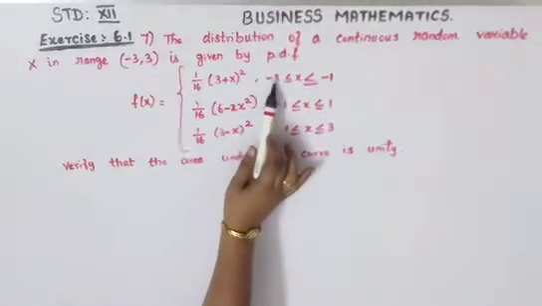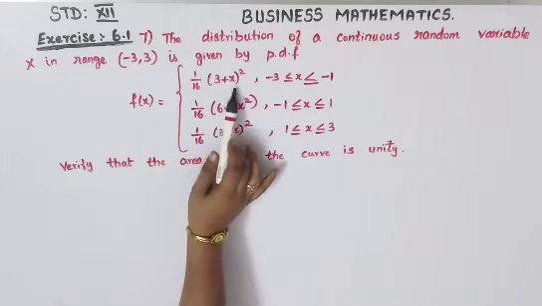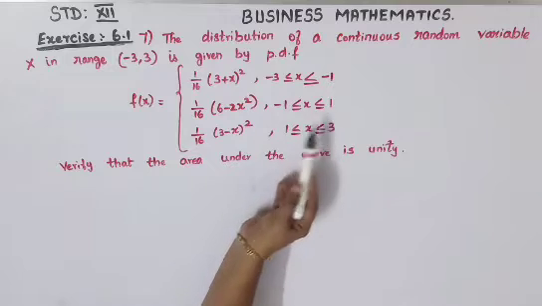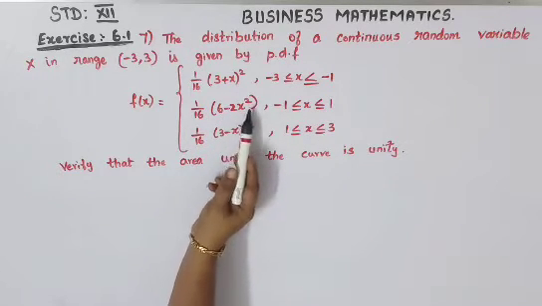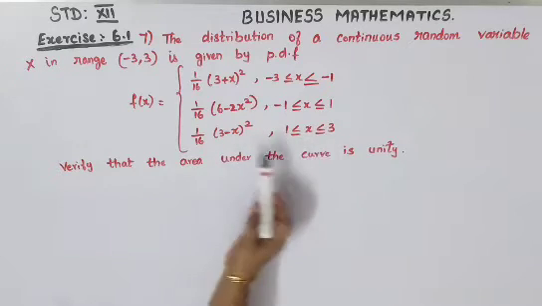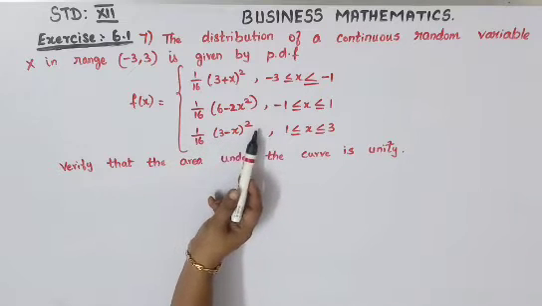Okay, so your first range is -3 to -1. Your function is 1 by 16 into (3 plus x) the whole square. Your second is -1 to 1. The function is 1 by 16 into (6 minus 2x square). Your third is 1 to 3. The interval is from 1 to 3. And your function is 1 by 16 into (3 minus x) the whole square.